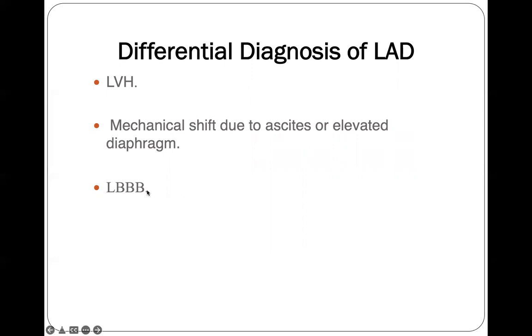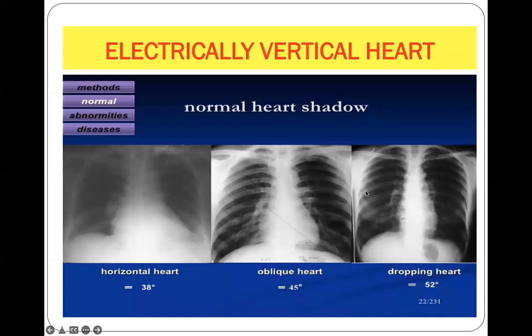Also, later on in this week, we will know the left bundle branch block morphology. Okay, then we will move to the presence of electrically vertical heart.